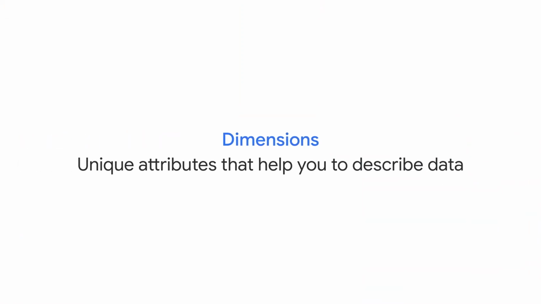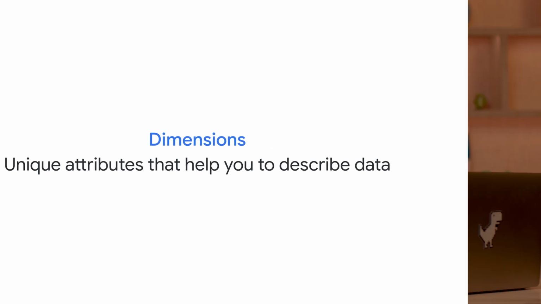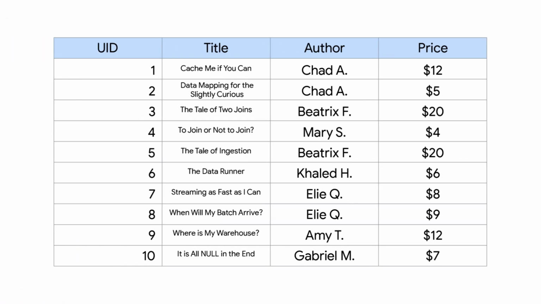Dimensions are unique attributes that help you to describe your data. Filtering with dimensions is a great way to narrow down your results and get the insights you need because it lets you limit your results to only the data that has the specific attributes you're interested in. Let's dig a bit deeper with an example. In this simple 10-row dataset, each row represents a single book. The book attributes include title, author, and price. These attributes are the columns of the dataset. They can also be used to filter the data.